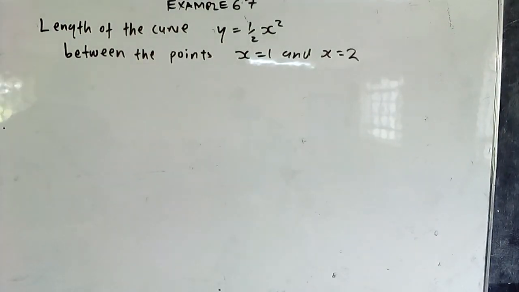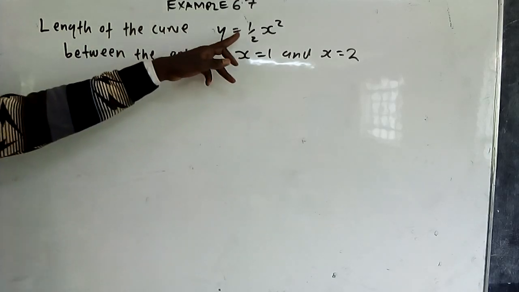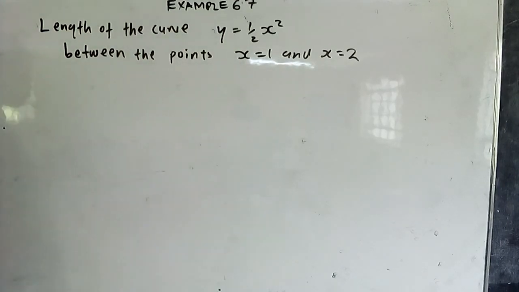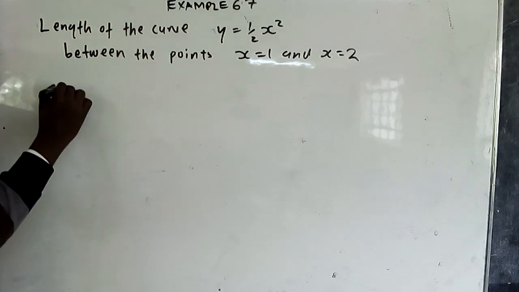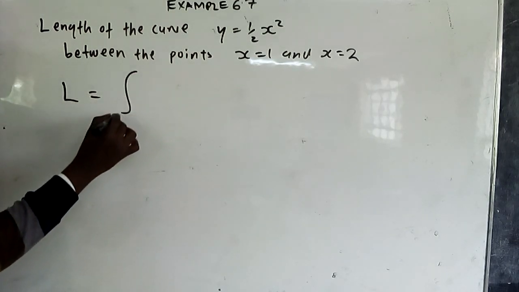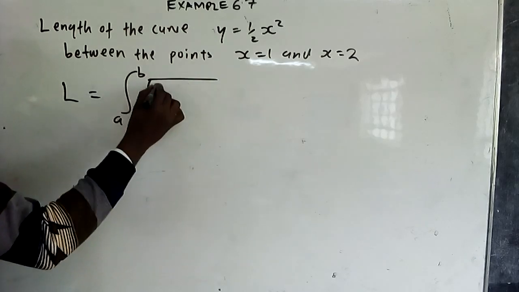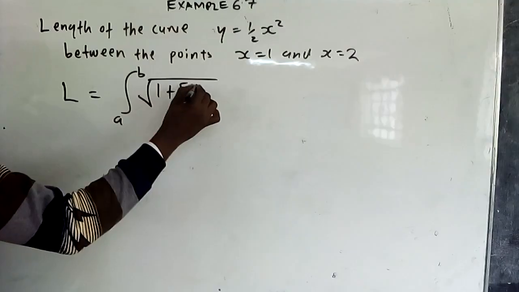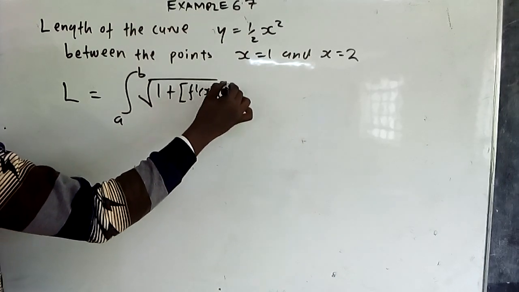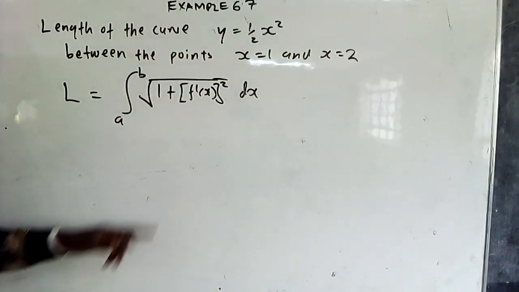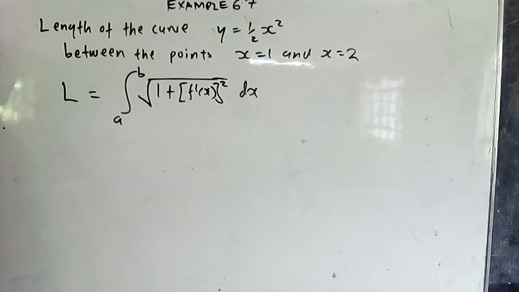So you've been told to use integration to determine the length of this curve between these points. You know very well that the length of a curve is given by integrating between the given limits the square root of 1 plus the derivative of that function squared with respect to x, because y is a function of x here.